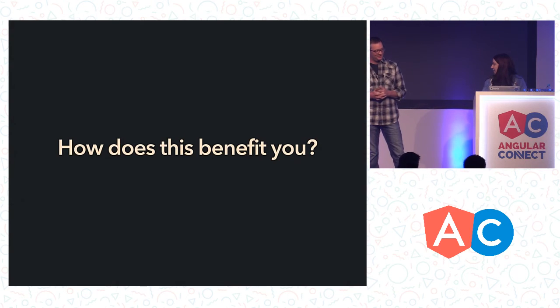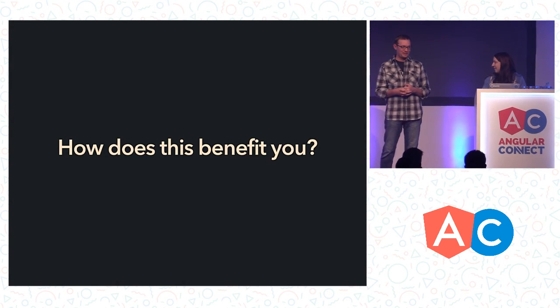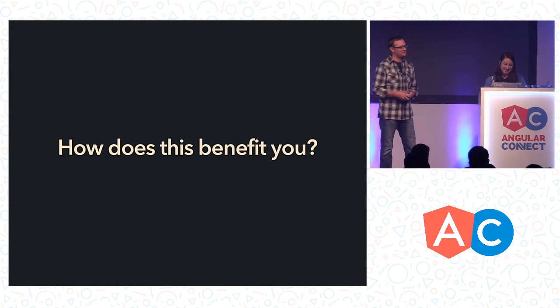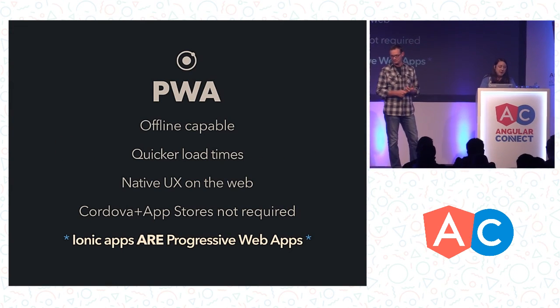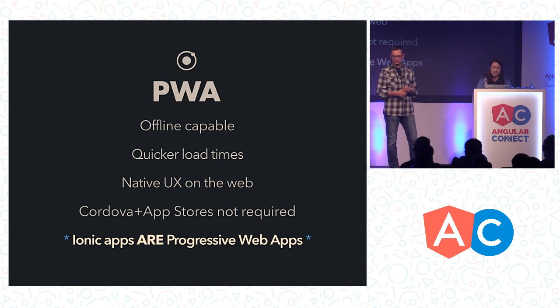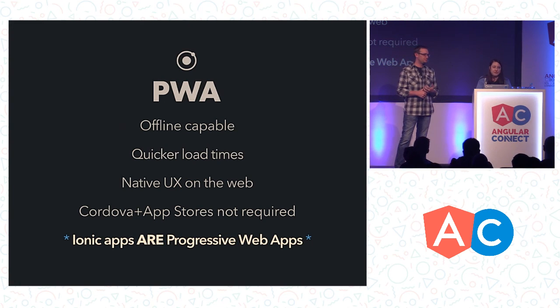So now this is at the point you're like, okay, how does this benefit me? So just to quickly recap, progressive web apps offer you offline capabilities. They give you faster load times, faster transition times, because they can pull from the cache. You get all of the great native user experience, but you're still on the web.